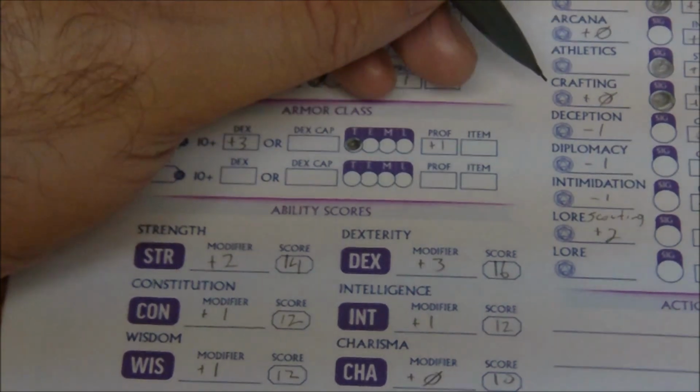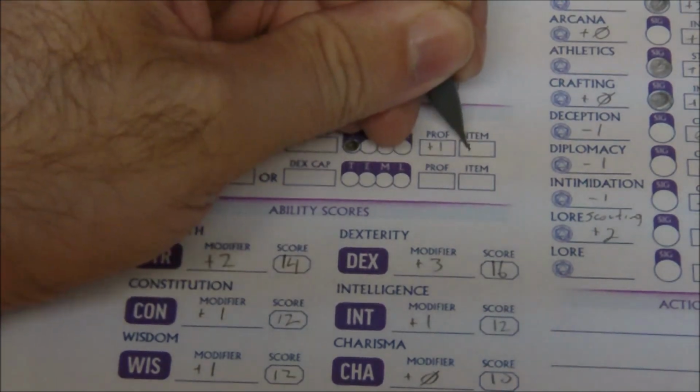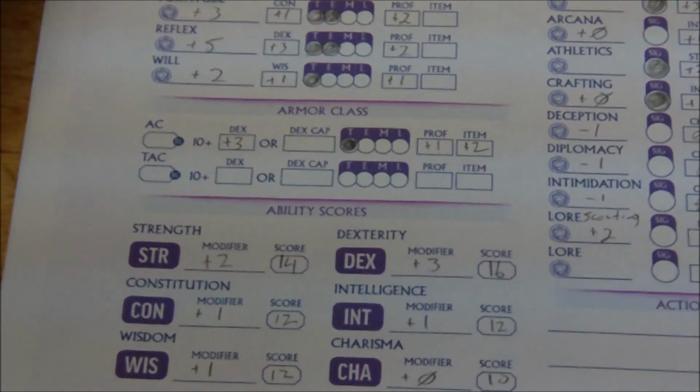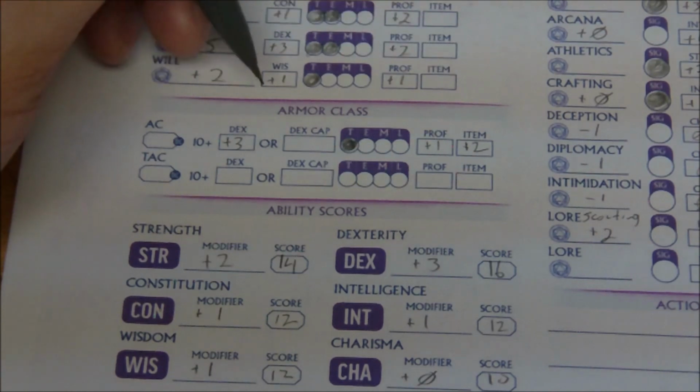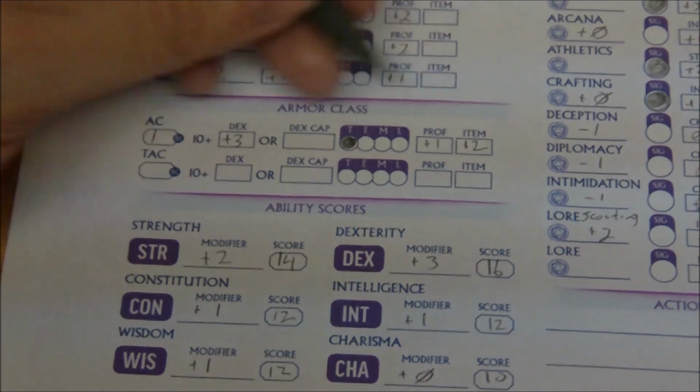And the item bonus that this grants me is going to be a grand total of +2. So that's going to give me a grand total of a 16 armor class. So 3 + 1 + 2.